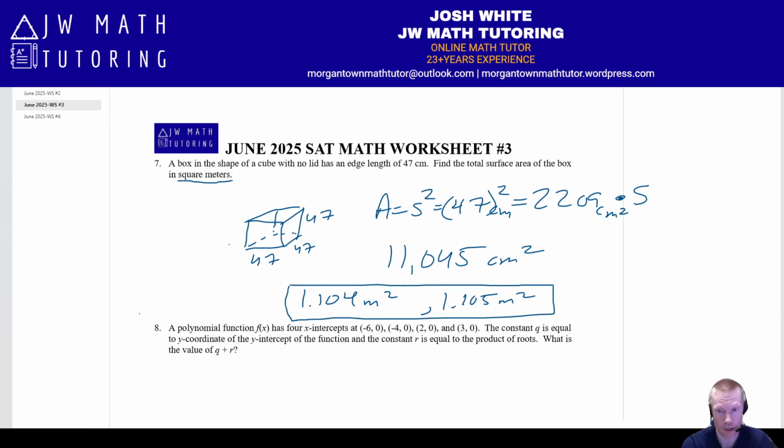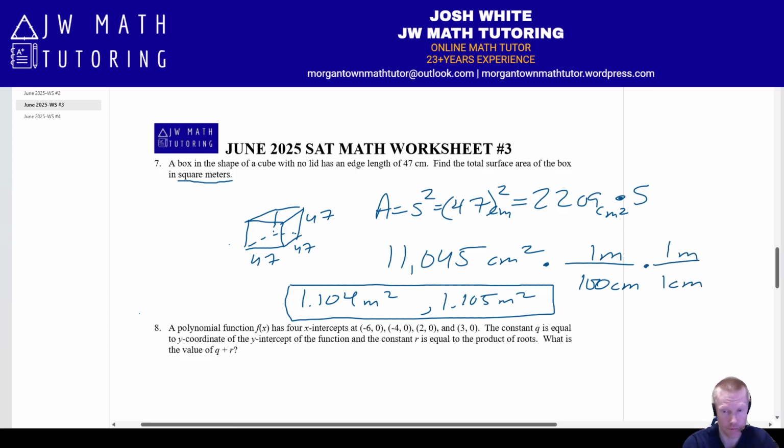And essentially what I'm doing here is I'm multiplying by the scale factor of 100 centimeters in 1 meter. But you have to do it twice because it's an area. In other words, you have to do it once for each dimension. So once for the length and once for the width. So that's why it's 100 squared on the bottom, not just a single 100. Okay, so that's one way to do it.